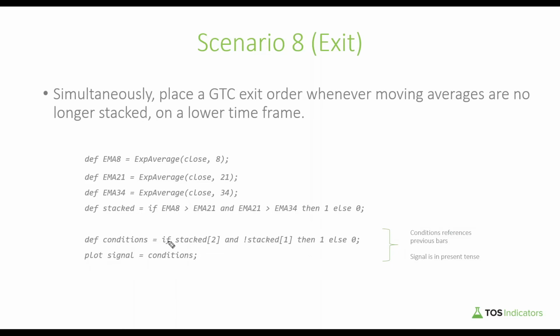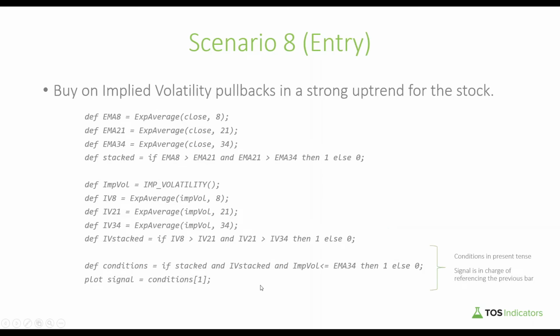Here our actual conditions criteria is the one that's actually doing the referencing, while our signal variable is in the present tense, versus if we take a look at the entry variable, we can see here that our conditions variable is in the present tense and our signal is in the past tense. So it's not meant to confuse you, it's just to give you an idea of two different ways that you can go about doing it, coming to the same end conclusion.